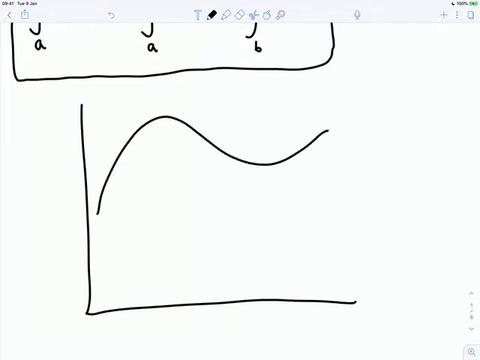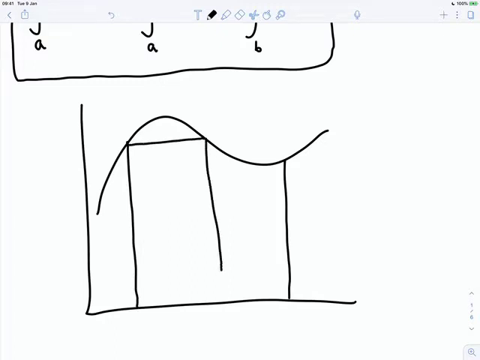Here's my area. If I was to approximate the area between these two limits by just two rectangles, 1 and then 2, that's not particularly good because I've underestimated it here and I've overestimated it there. It might cancel out, but that's not particularly good. How could I improve this? Well, instead of dividing it into 2 bits, I could divide it up into 4.